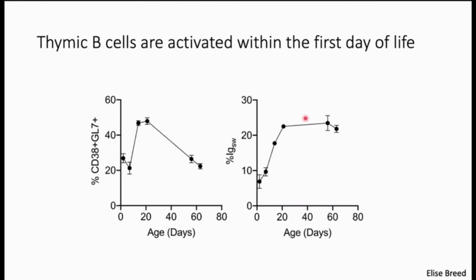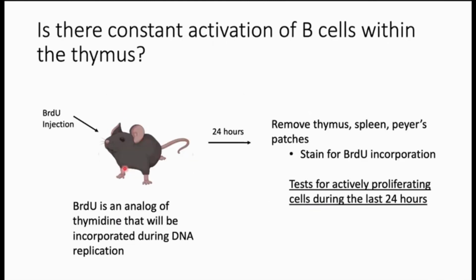And so we wanted to investigate this a little bit more, because this seemed to be a unique time during the mouse's life where you're getting a lot of B cell activation. And so the question we had is, is there constant activation of B cells within the thymus, or is this really happening early in life? And so what we did is we tried to address this question with proliferation studies, and we used BrdU.